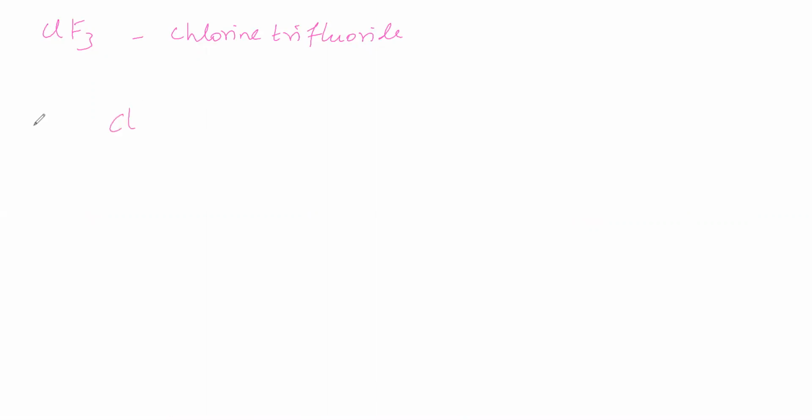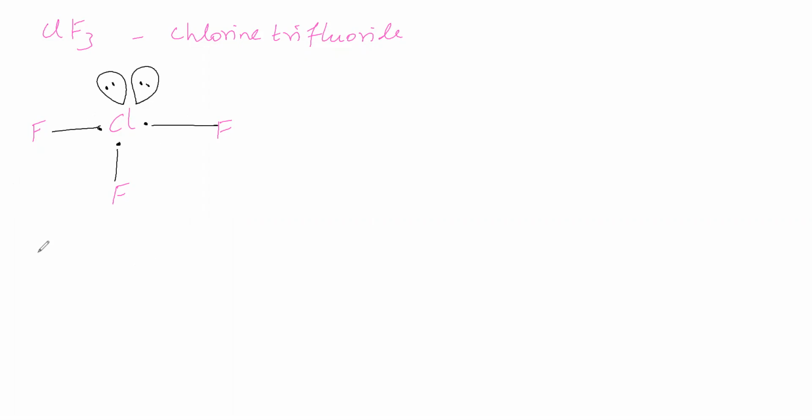Next, we said ClF3. We take Cl and write 3 fluorine atoms. Chlorine comes under group 7A, therefore its valence shell contains 7 electrons. Fluorine makes a single bond, we said. So, this is ClF3.